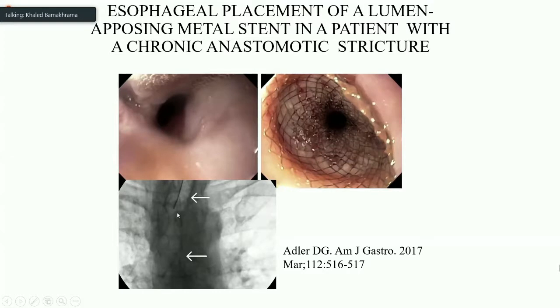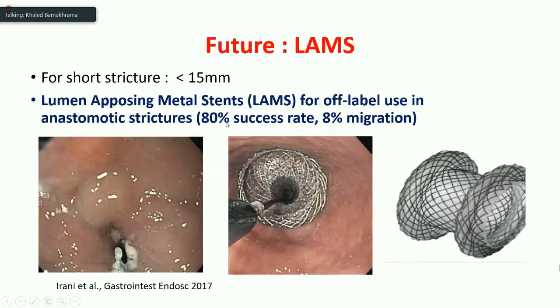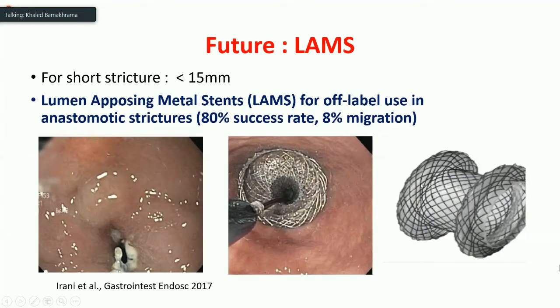Some people try to use the LAMS for those strictures, especially when they are short. The results are encouraging with a success rate of around 80%, but the migration rates improved to 80%. But the problem is that these stents with the big outer phalanx can cause fistula, and there are case reports of tracheoesophageal fistula, so you need to keep that in mind. And I think these stents need to be modified, especially the outer phalanx.